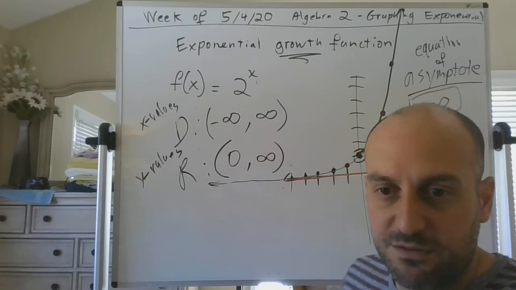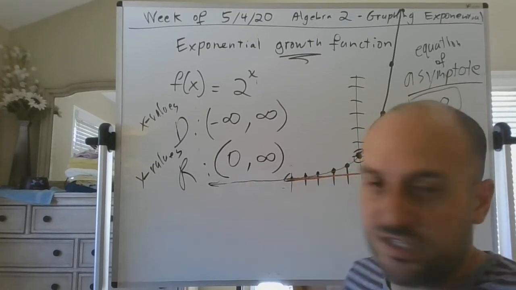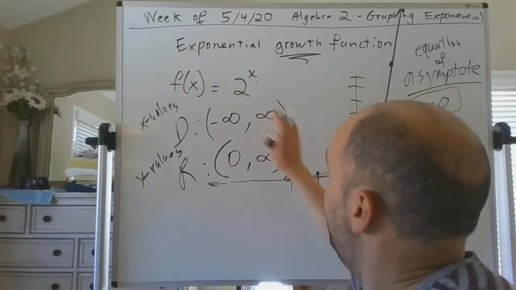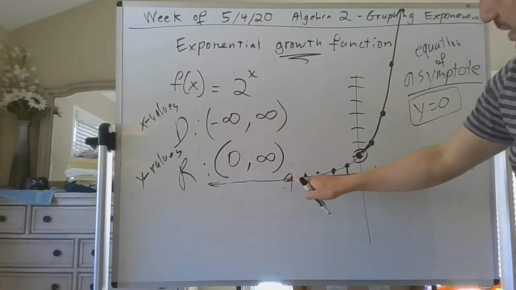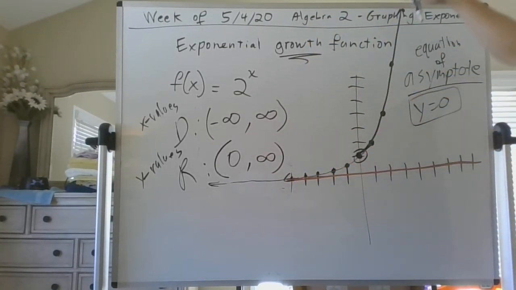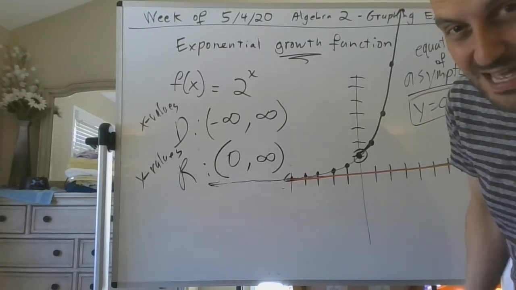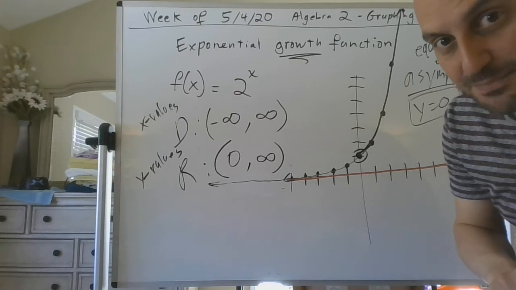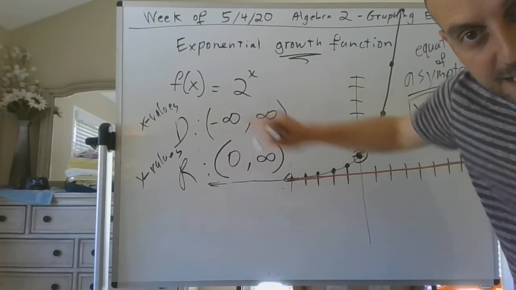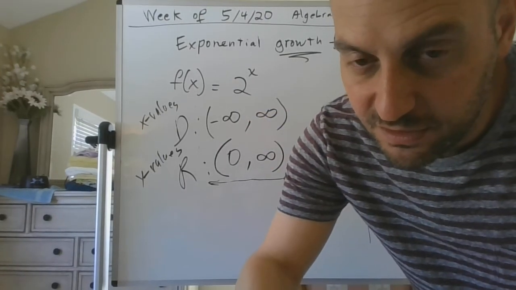So the domain is negative infinity, positive infinity. The range is 0 to infinity. And we have a very simple exponential growth. Now, this is called exponential growth if you look carefully, because it's going up like this. Okay, it's growing. Next video, I'm going to show you what happens if we mess around with that 2 here, that base. Okay. End of video number 1.